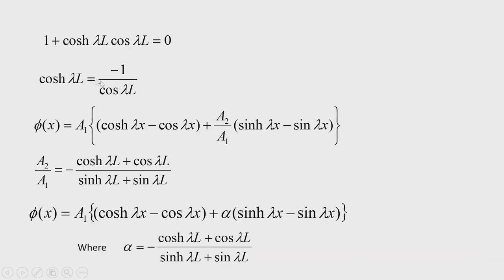Okay. Now here you can see 1 plus cos hyperbolic lambda L cos lambda L equal to 0. So this is the transcendental equation, or it is popularly called the frequency equation. Sometimes it is also called the characteristic equation. Different names are there, and the frequency equation is derived from the frequency determinant. So we can write this equation in this form: cos hyperbolic lambda L equal to minus 1 divided by cos lambda L, that can be minus secant of lambda L.